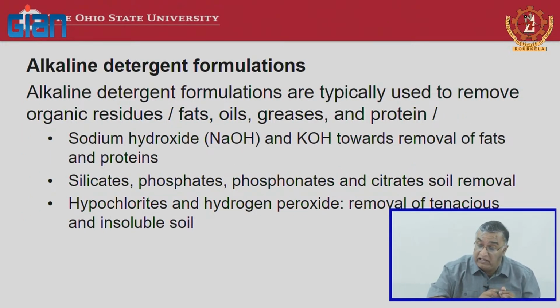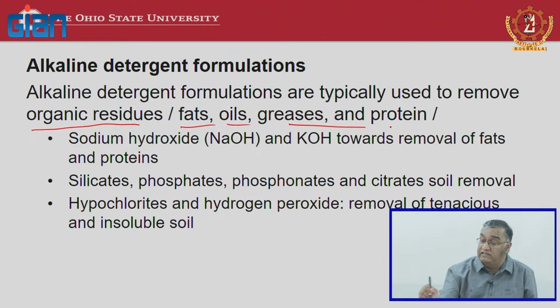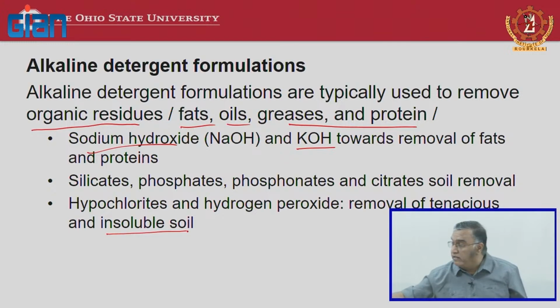What types of alkaline detergents are used? Typically, alkaline detergents are used to take care of organic residues, fats, oils, greases and protein. Sodium hydroxide and KOH are some of the common agents, and then hypochlorites and hydrogen peroxides help to remove some of the insoluble soil.